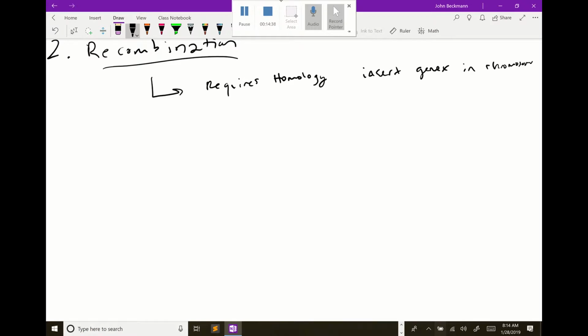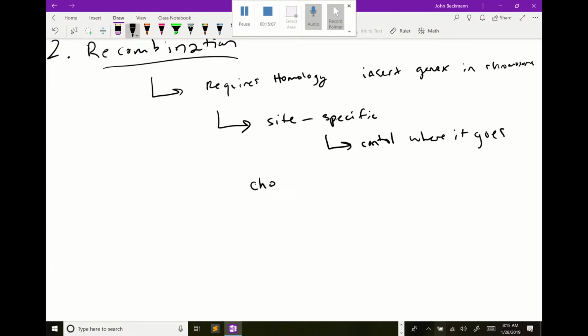Now let's compare this directly to the transposon method. Is recombination site-specific? Yes. It's regulated. We can control, so it's site-specific. That means we control where it goes. And how do we control where it goes? Choosing specific homologs. Right. Choosing homology regions. Okay?